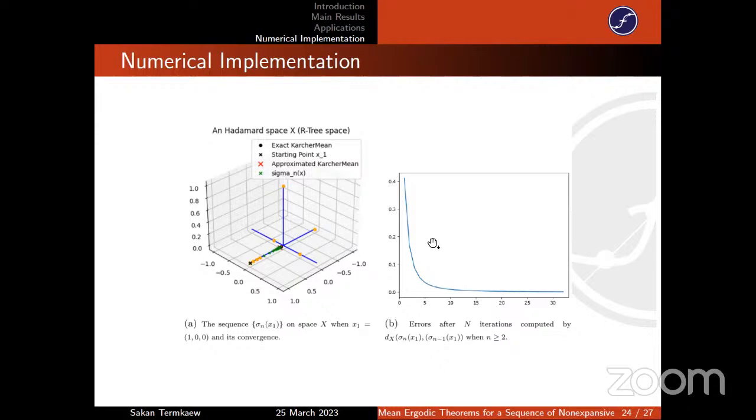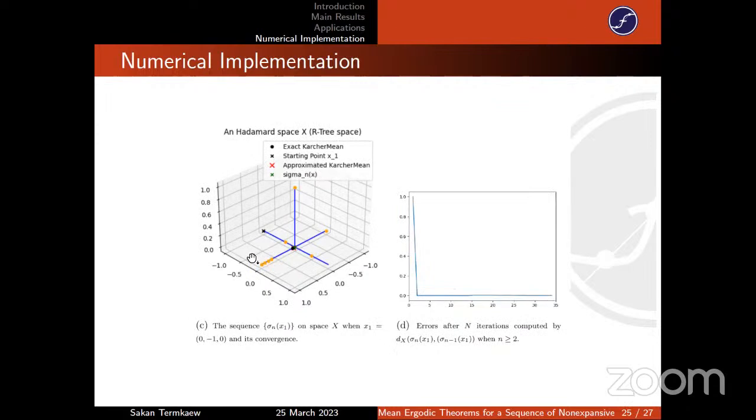Okay, and next we will show a distinct starting point, changed to be here. The sequence sigma n x is also convergent to the exact Cauchy mean, but in a different way, with the Euler function in the left hand side.